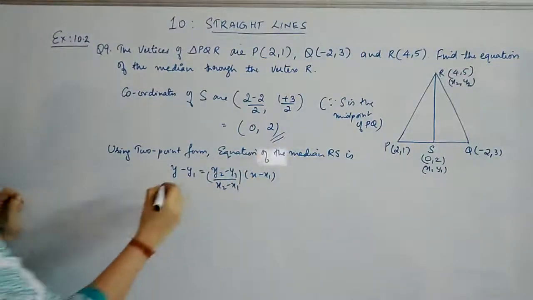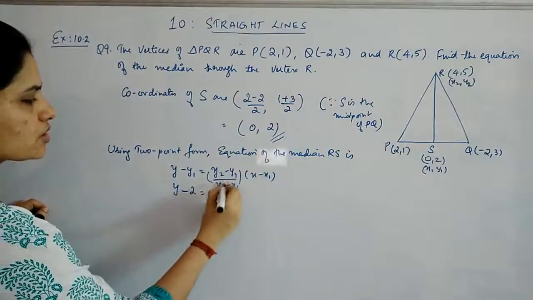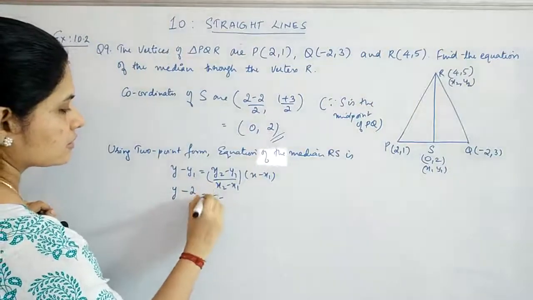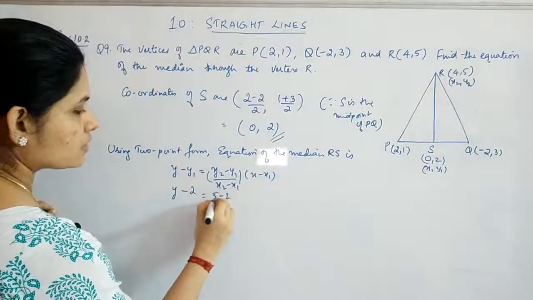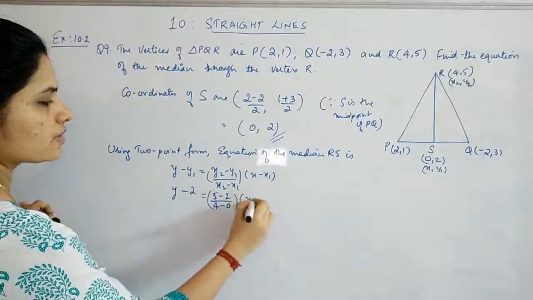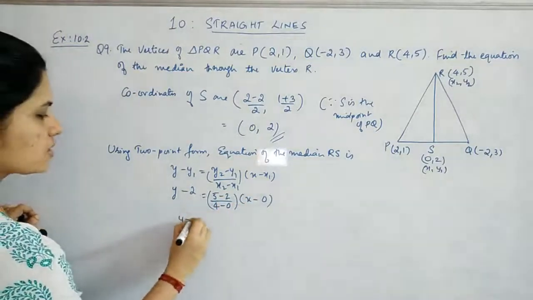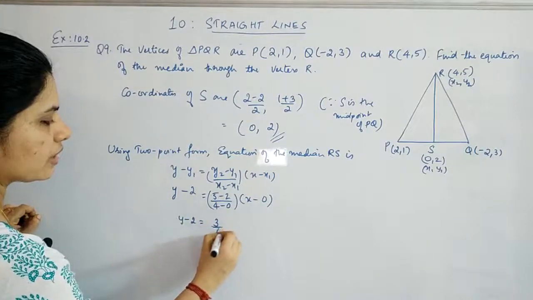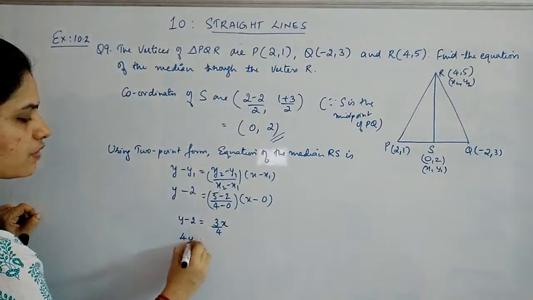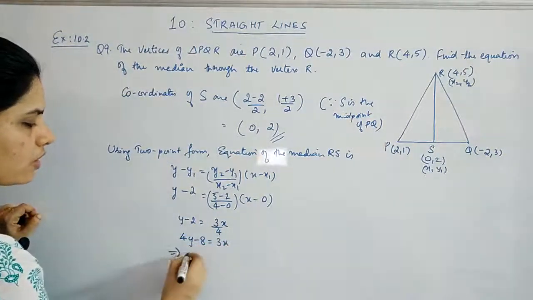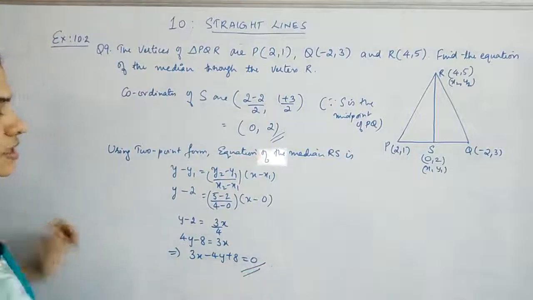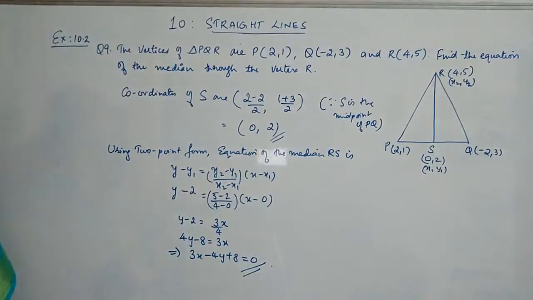Now replace the values. y minus, what is y1? 2, is equal to, what is y2? y2 is 5, minus 2, divided by x2 which is 4, 4 minus x1 which is 0, into x minus, again x1 is 0. So you are getting y minus 2 is equal to 3 by 4 into x. Now take this 4 to the other side, you will get 4y minus 8 is equal to 3x, or 3x minus 4y plus 8 equal to 0. So this is the required equation of the median through R.